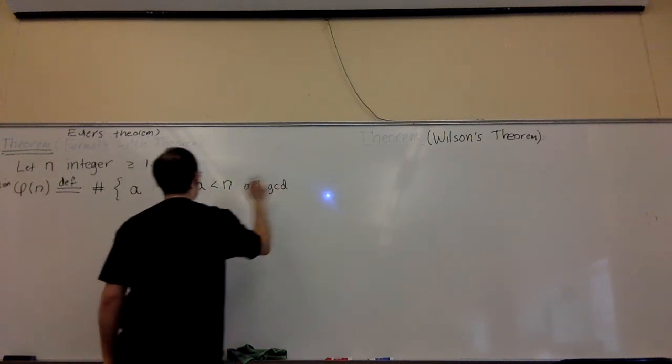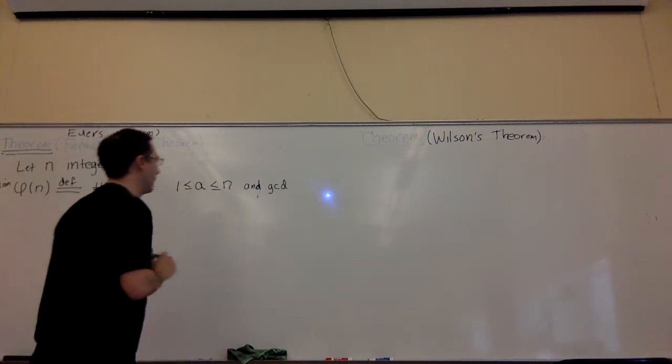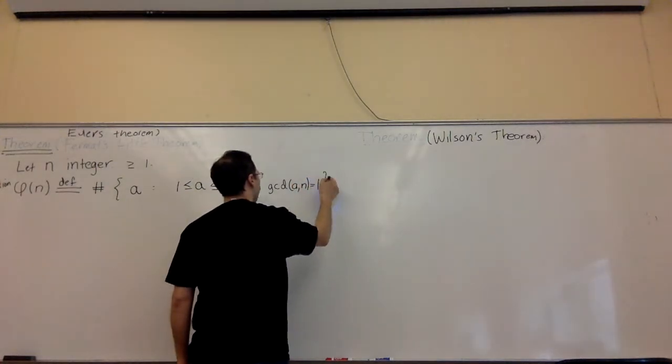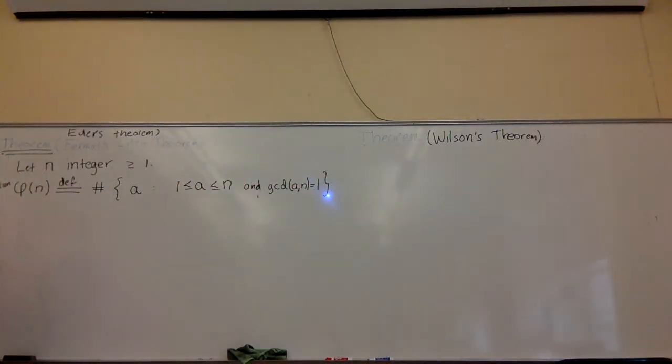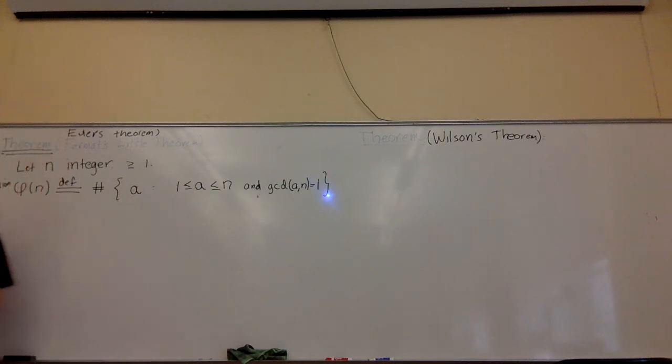And the GCD, but you're right, I'll stay consistent with the book. 1 less than or equal to a, less than or equal to n, and the GCD of a and n is equal to 1. Okay, just a number. And you have it for each positive integer n. It's just the count of the numbers between 1 and n that are co-prime to n.